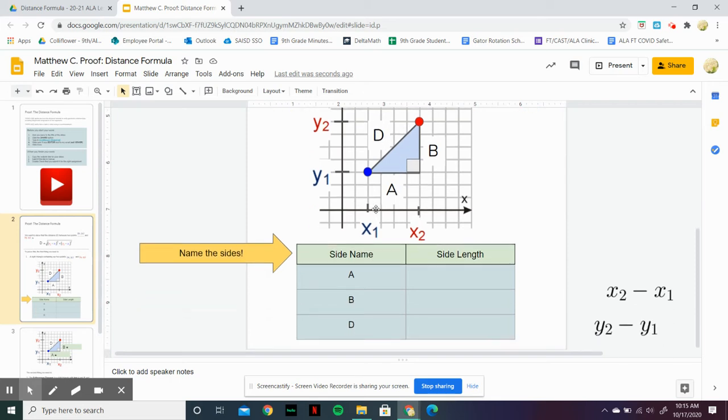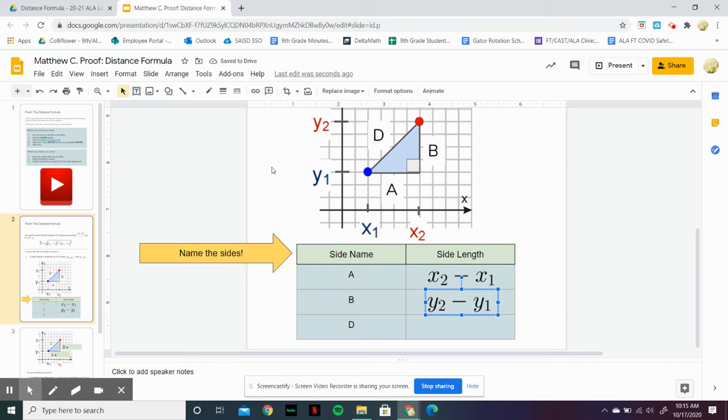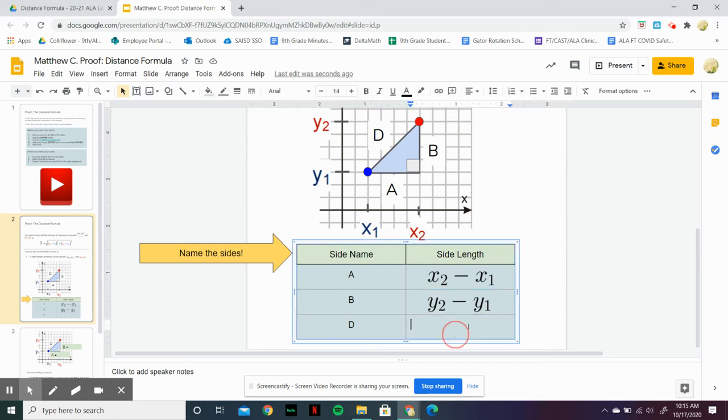And we know from our proof of the slope formula that side A has a side length of x2 minus x1. We know that the distance of this side length is the distance between these two points, which is their difference, x2 minus x1. And the same goes for side B. From our proof of slope formula, we know that the distance between y2 and y1 on the y-axis here would actually be y2 minus y1. So we know that the side length of B is y2 minus y1.